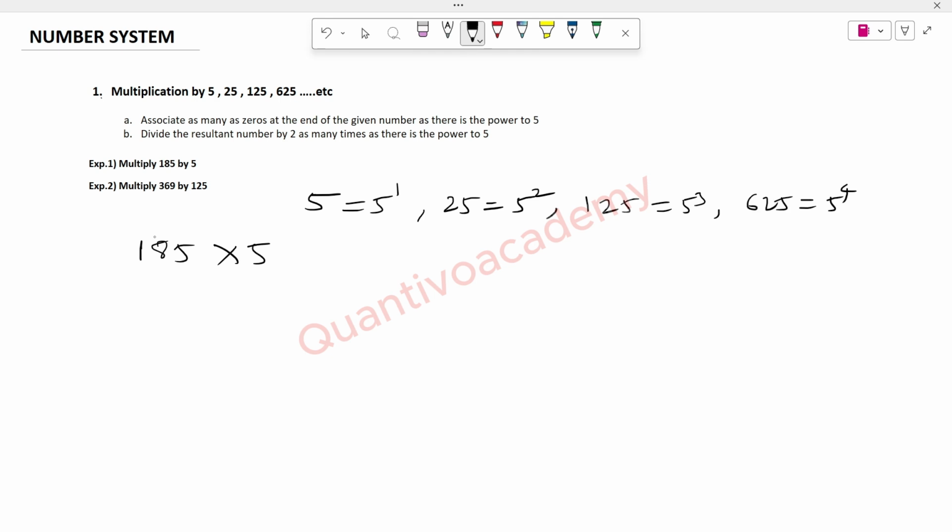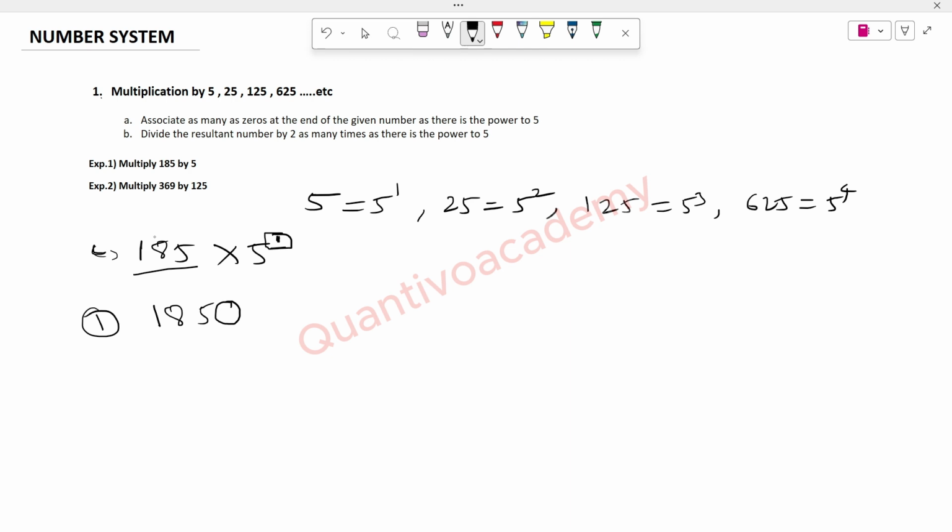Now in the given question the power of 5 is 1. So what we have to do is associate as many zeros at the end of the given number as there is power of 5. The given number in the question is 185. This is the first step: we have to associate as many zeros as the power of 5. Here the power of 5 is 1, so we put 0 at the end of the given number.